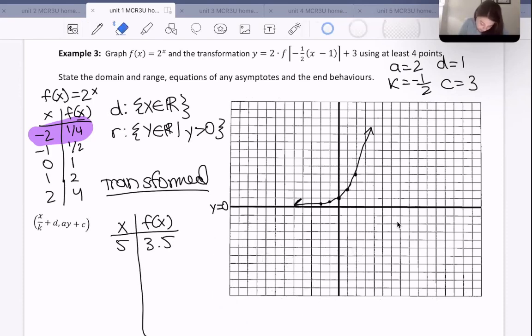I'm going to remove my highlight here and highlight the next one. Let's do this one next. It said using at least 4 points, so I might just go through the first 4 and stop there. They only needed 4 points from us.